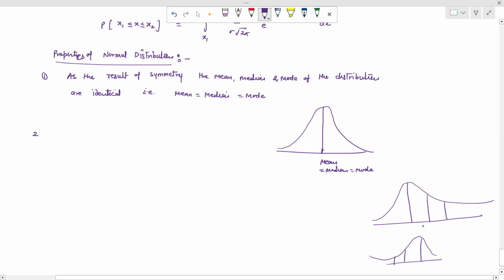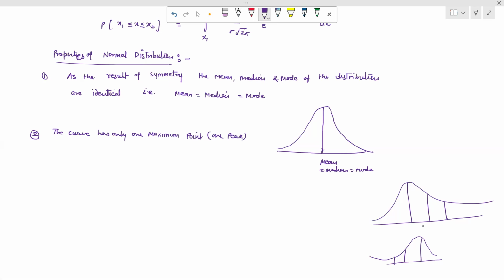Now we talk about the second property. The curve has only one maximum point, means one peak. So the curve is unimodal. Unimodal means having a single mode. So we can say that it has only one mode.